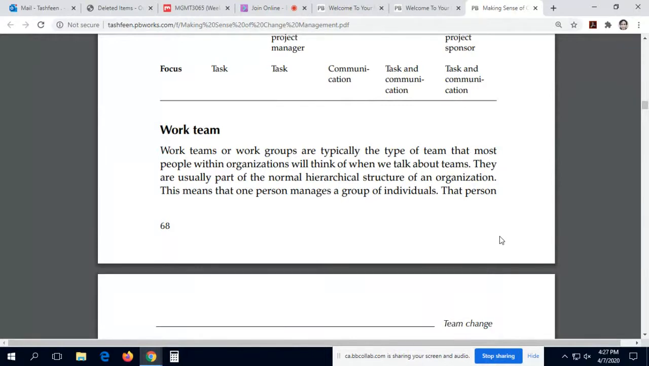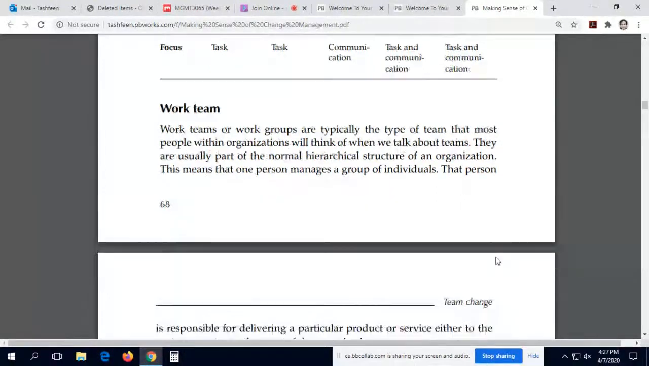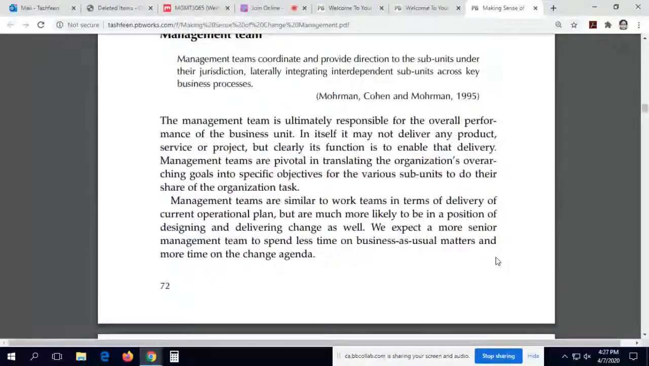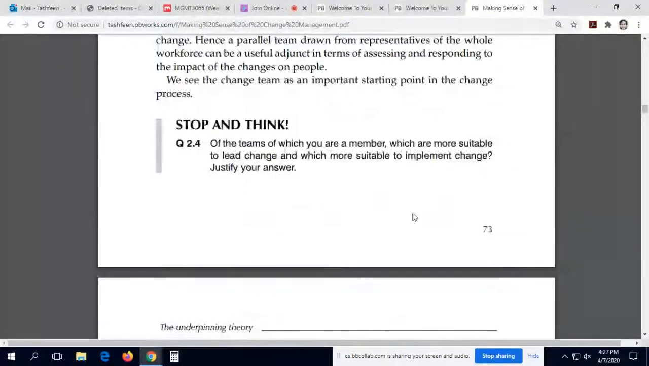Different types of teams: matrix team, virtual team, network team. These are some things which you are going to look into in your own time, please. Yeah, just simple basic things. You just have to read and try to understand what is happening.